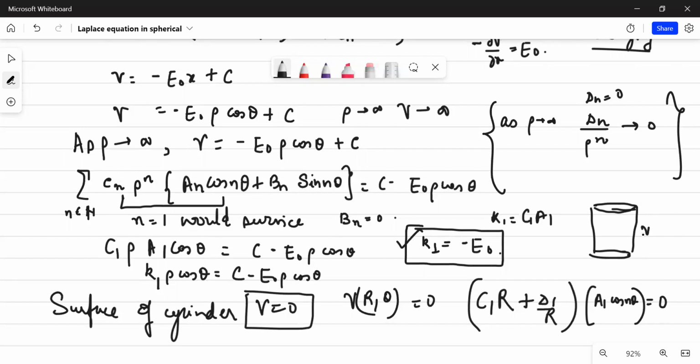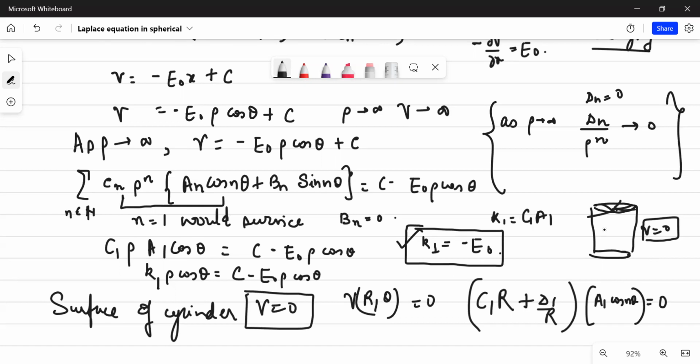Why am I taking 0? If I had taken it as phi, then the answer would be C1 R plus D1 upon R equal to phi, and that will create a mess overall. So there will again be a difficulty. So why not take the potential to be 0? Because I know that potential is after all a reference dependent thing. So overall, I've taken V to be 0 to simplify the case. Irrespective of theta, wherever I go, the potential should be the same, like it should be 0 overall.